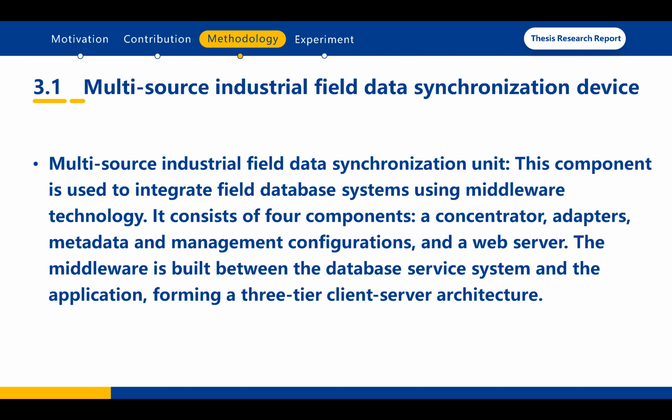The following four components are described in the system hardware structure design section. First, the multi-source industrial fire data synchronization unit. This component is used to integrate the fire database system using middleware technology. It consists of four components: a concentrator, adapters, metadata and management configurations, and a web server. The middleware is built between the database service system and the application, forming a three-tier client service aggregator.